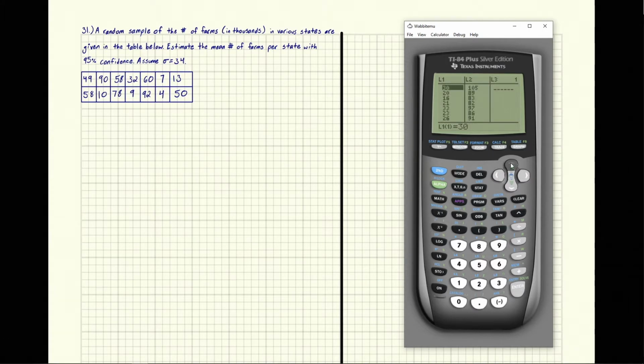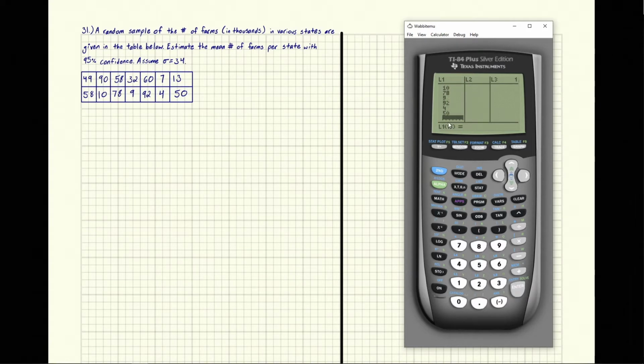Now I've already got numbers in here. I'm going to clear the first list. So I'm going to hit clear while list 1 is highlighted. And you see the list clears, and I'm going to push down. So it's being cleared. I'm going to put these numbers in. So we've got 49, 90, 58, 32, 60, 7, 13, 58, 10, 78, 9, 92, 4, 50.